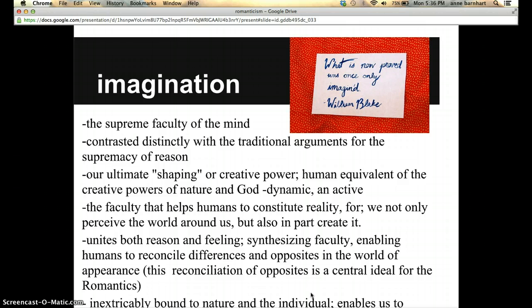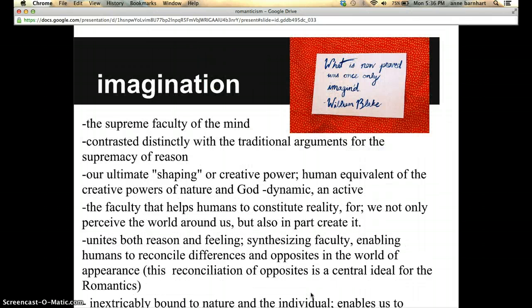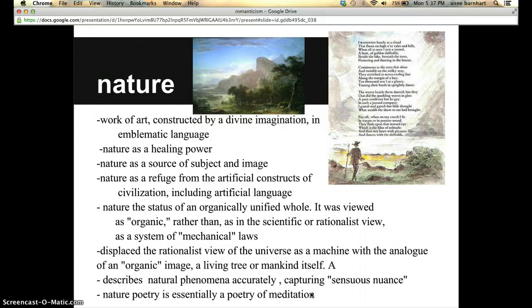So it unites both reason and feeling, and through that synthesizing, they were able to recognize and reconcile differences and opposites in the world. I love paradoxes and juxtaposition, and this was a way that they were able to deal with that. It was bound to nature and the individual, and it enables us to see the world as a system of symbols. So the archetypal things that had happened early on in neoclassicism were reconceptualized in this time in a different way, and we'll talk about that in a second too. So nature was the second tenet. So we have imagination and nature.